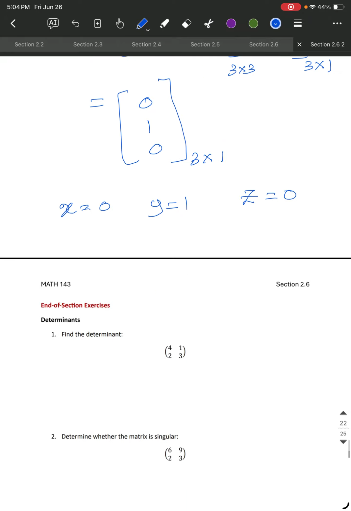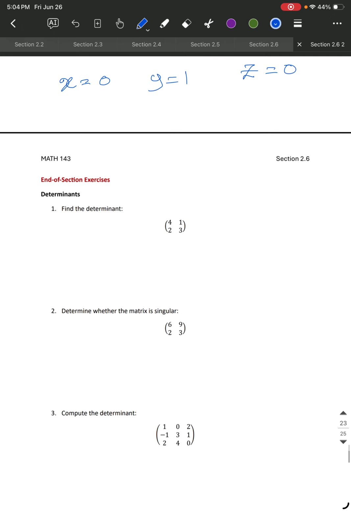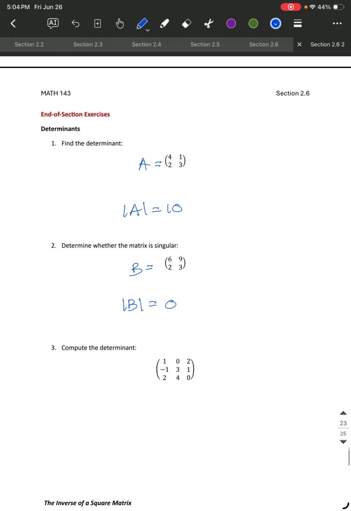Okay. I hope everything is clear so far, and here you can see the end of section exercises. Please take your time and do the exercises. Pause the video and do the exercises, and check your answers too.